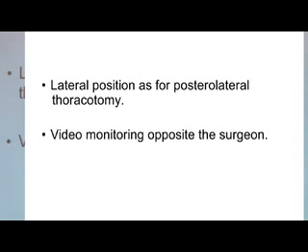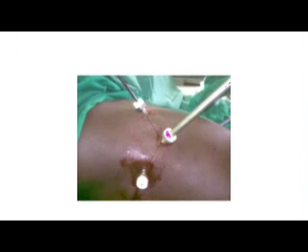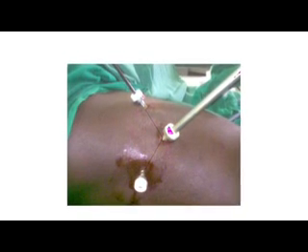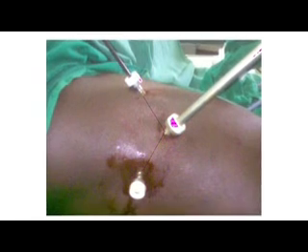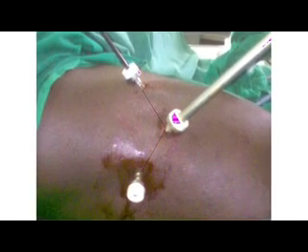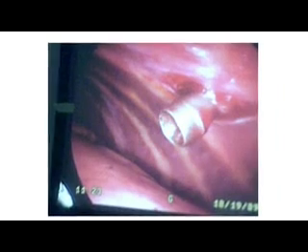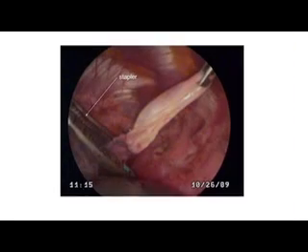Of course, positioning is the same as for thoracotomy. Video monitoring, if possible, opposite the surgeon to have a good view. You must always triangulate your ports so you don't have what you call sword fencing, where you're working in a closed space and you can't quite get things right. It's because you put your ports too close together. So you try to triangulate them at the apex of a triangle, if possible. That's the view at VATS.